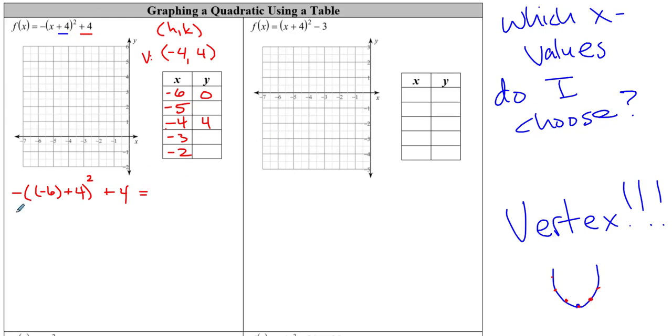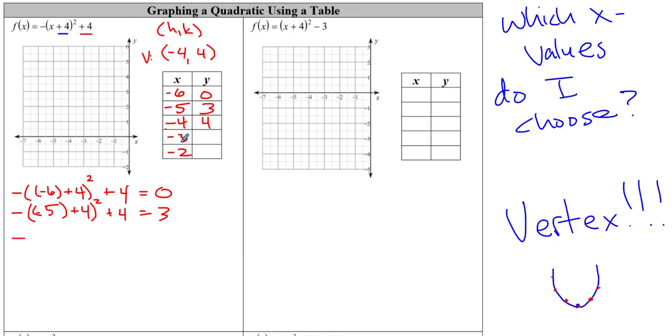All right, then we're going to do the next one. So we're going to write that in. Negative 5 plus 4 squared plus 4. Okay, I'm going to crank this out in my calculator, and that's going to give me a 3.